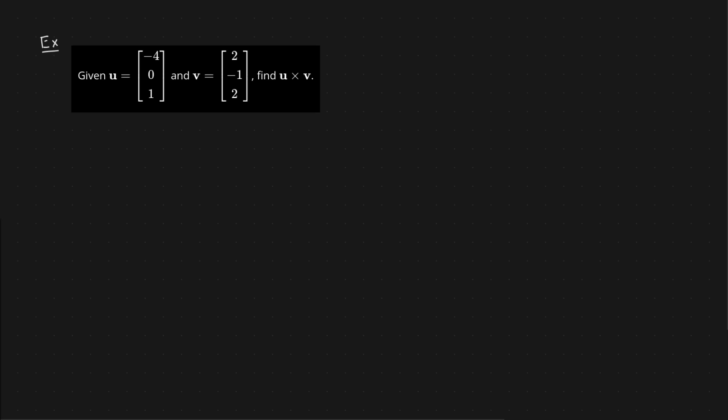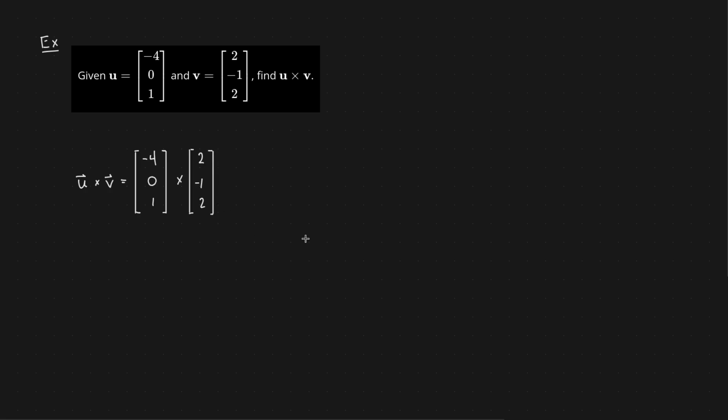So let's take a look at an example. We have two vectors, u and v. We want to find the cross product, u cross v. Okay, so simple enough. So we want to find u cross v. So u is -4, 0, 1. We want to take the cross product of that with v, and the components of v are 2, -1, 2.